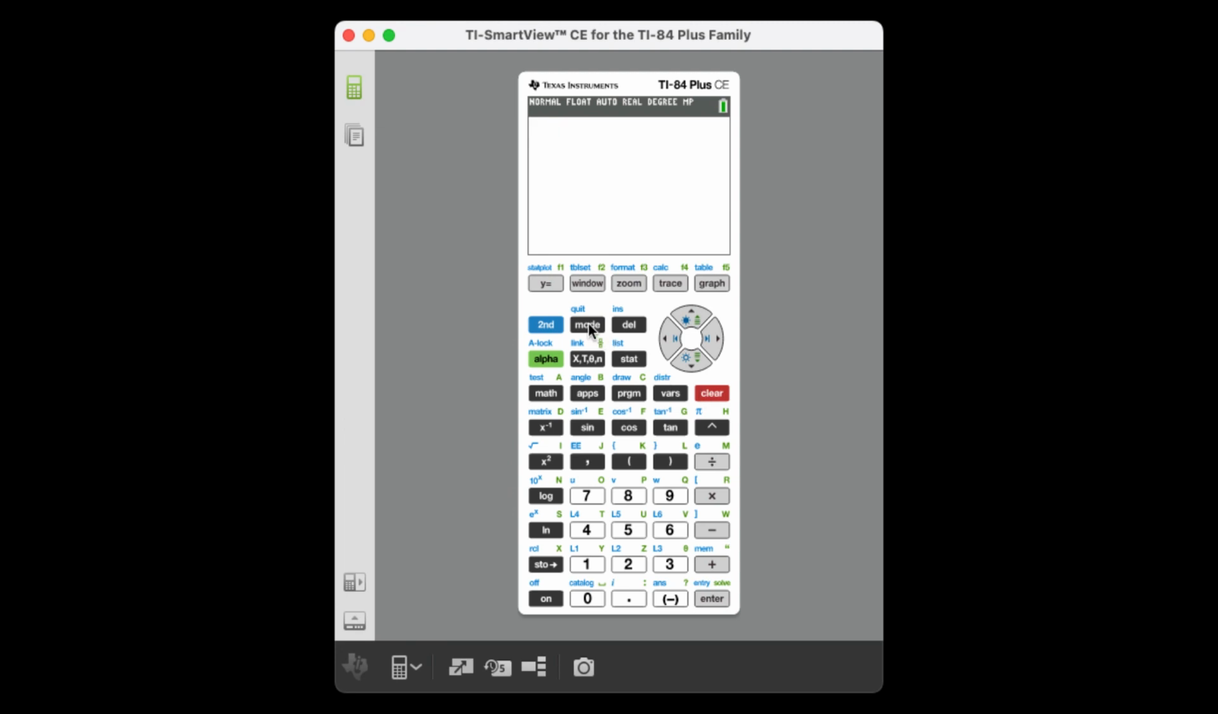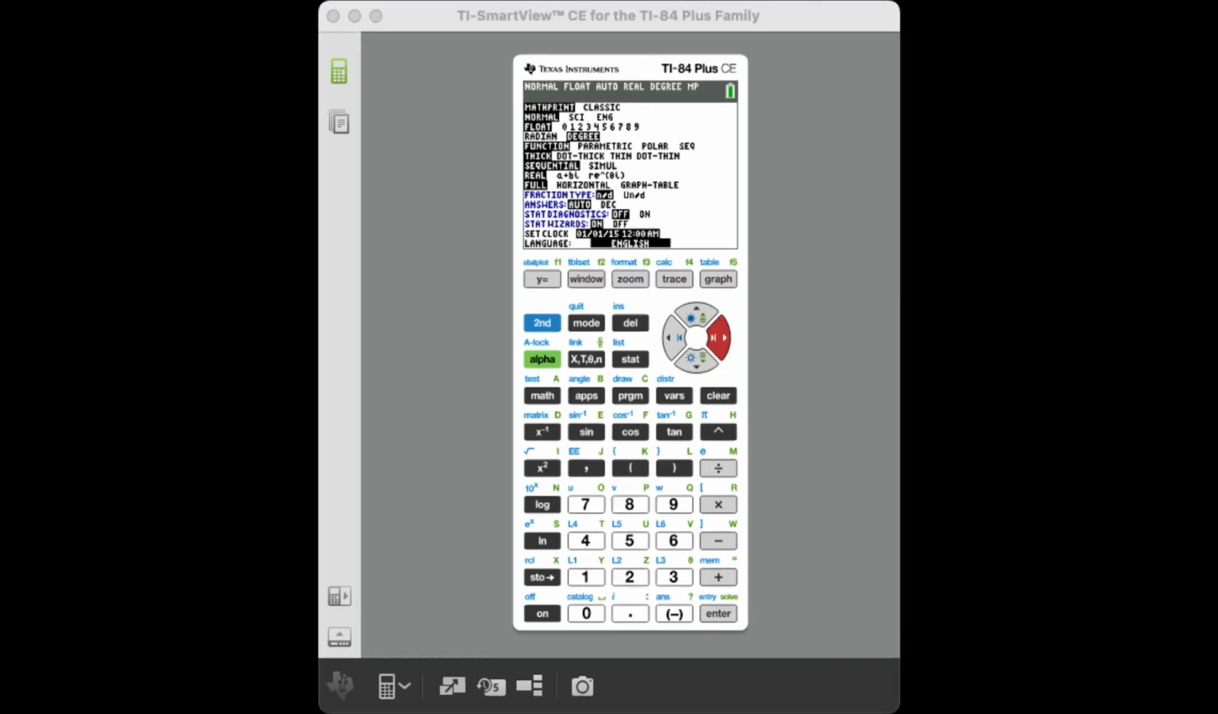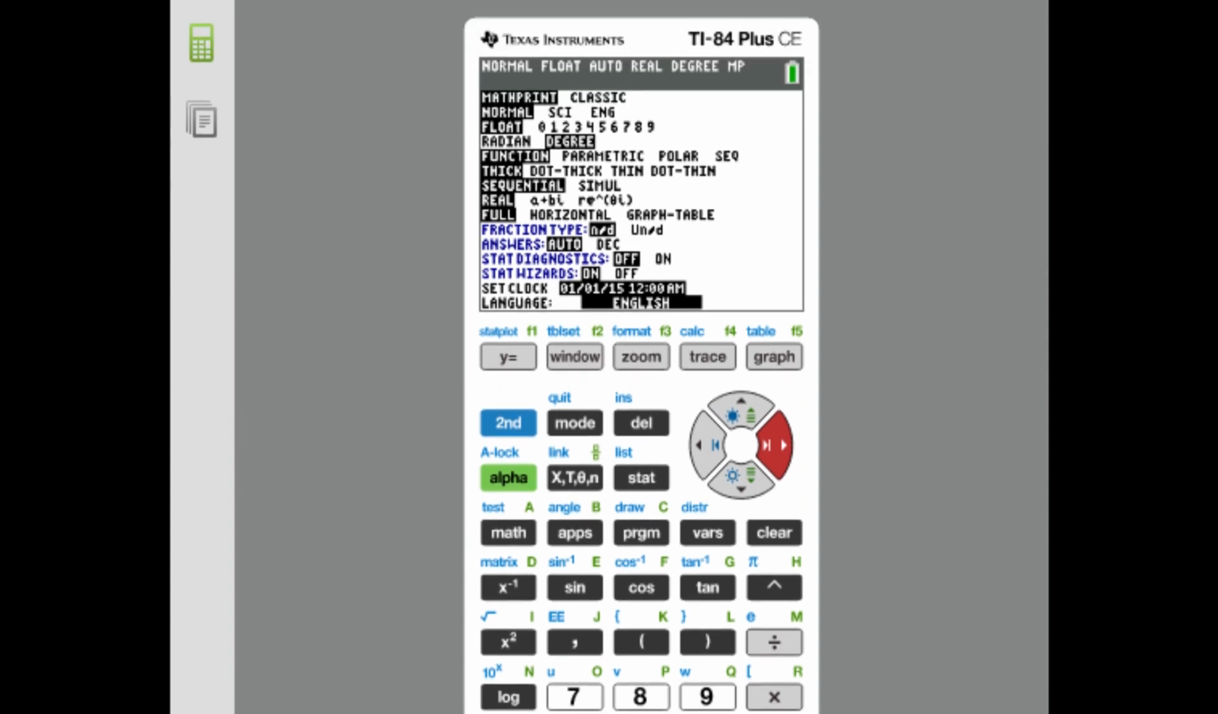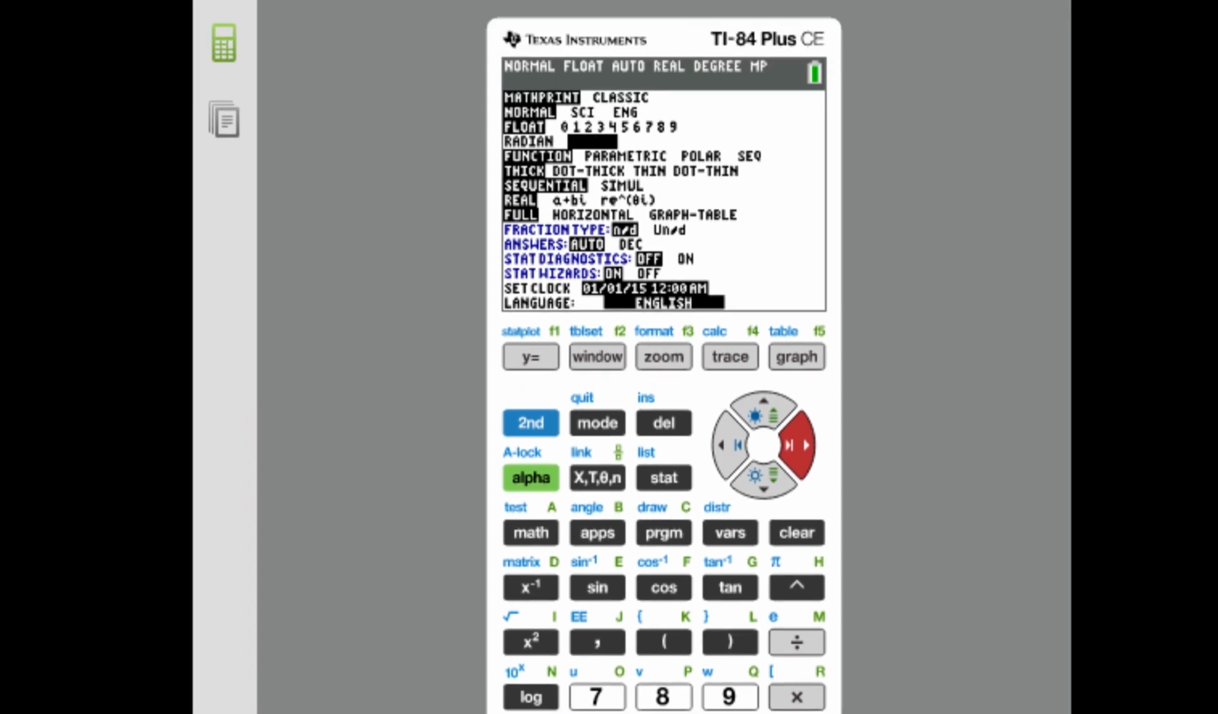Go to the mode. Are we in degrees? Aren't we in degrees here? Do you see that in the calculator? We have to be in degrees. And sure enough, we are in degrees.